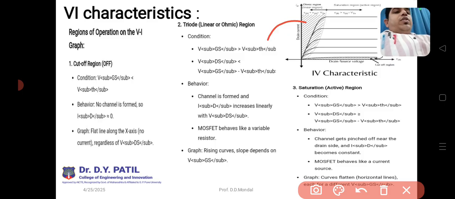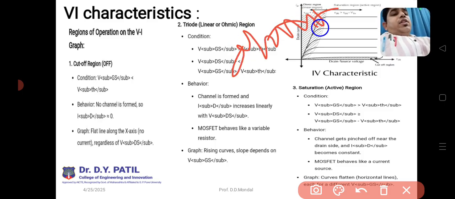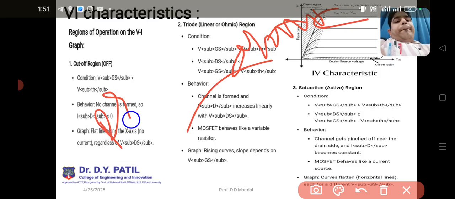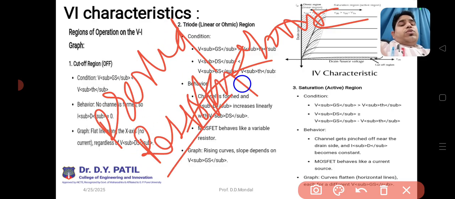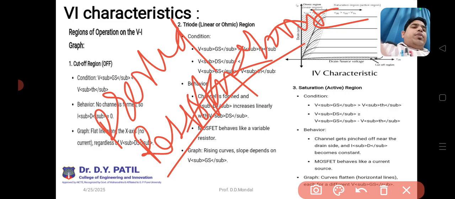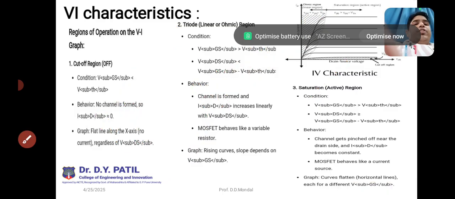In the ohmic region it provides resistance, so it can increase or decrease the resistance. So the MOSFET works as a resistance as well. It is used in saturation, and below that is the cutoff region. It means the MOSFET is in the off condition.